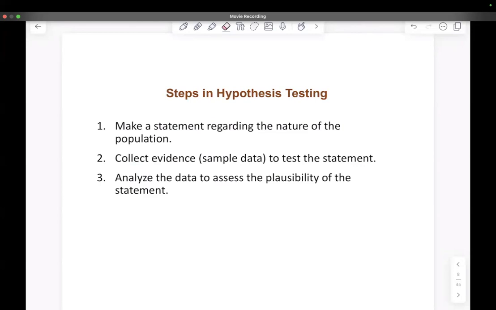Then I'm going to collect my evidence. After I make my statement, I'm going to collect my data. So I'm going to collect a sample, and then I'm going to analyze that sample to see if the statement that I made is plausible. The hypothesis that I made, is it plausible based on the evidence? That's what you're doing for a hypothesis test. This is very much like the scientific method. If you're a sciencey person, you can see the scientific method all in here. So hopefully you can appreciate that. I know a couple of you are pretty sciencey.